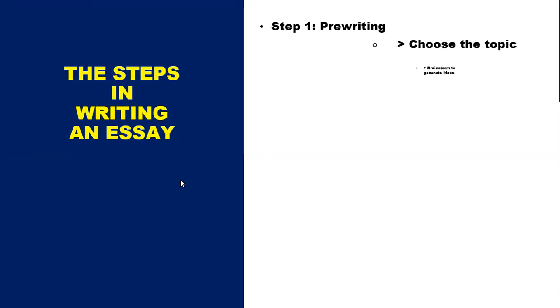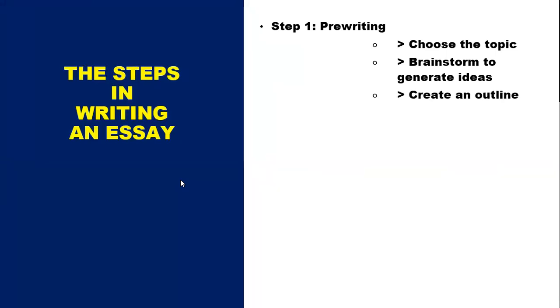A, choose the topic. Choose the topic. And of course, choosing the topic is something that is really, really important for you to do. You need to choose a topic that you know very well and can discuss effectively. To brainstorm, to generate ideas, means that you just have to think about the topic, and then the ideas will flow naturally into your mind.